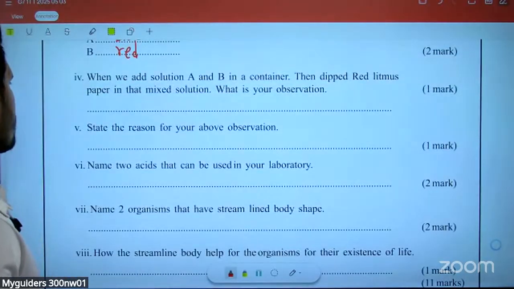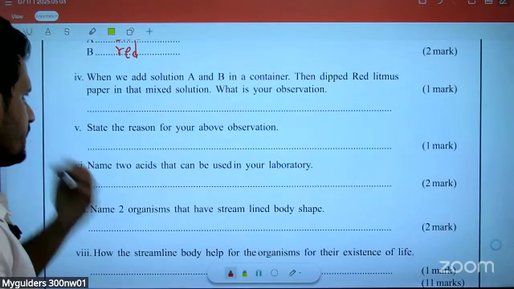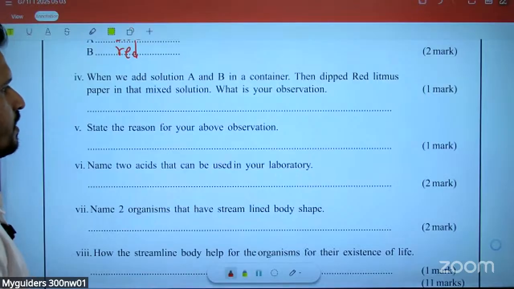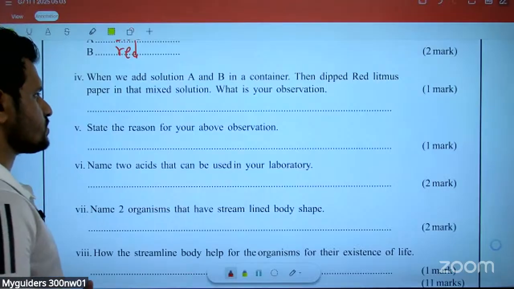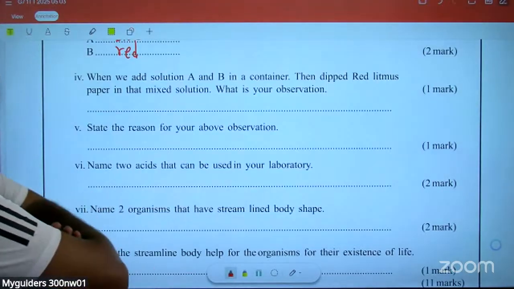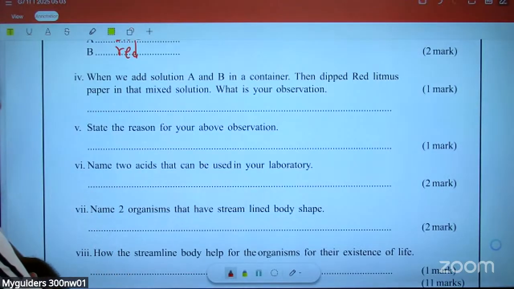Right then, when we add solution A and B in a container, then dipped red litmus paper in that mixed solution. What is your observation? When we add solution A and B in a container, then dipped red litmus paper in that mixed solution.